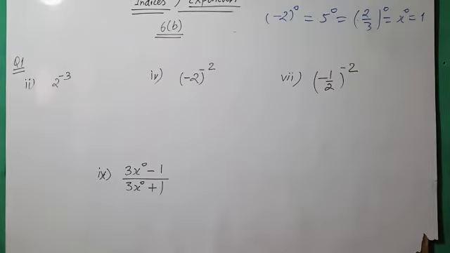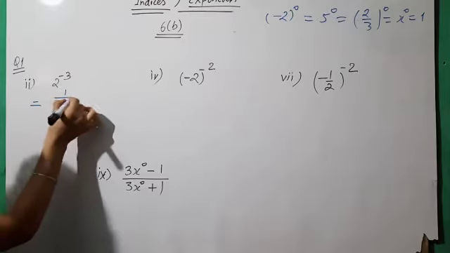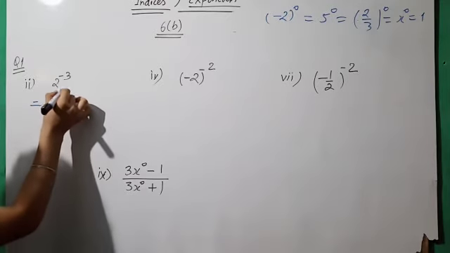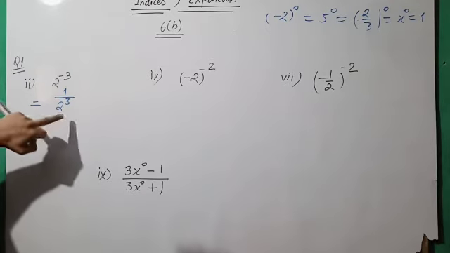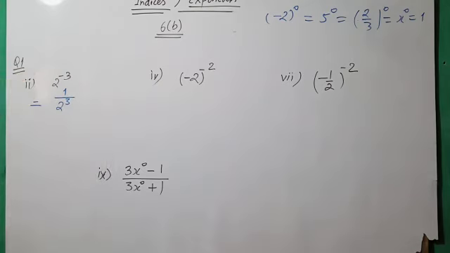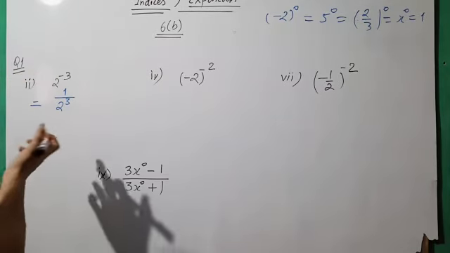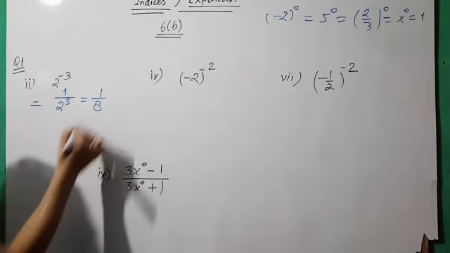Now we are going to discuss the second part. 2 to the power minus 3 means we have 1 upon 2 to the power 3. Can you write like this? Because 2 to the power minus 3 in the denominator, if we write it in the numerator, it will become 2 to the power minus 3. I think we had already discussed this in the previous lecture. So this is 1 upon 8, since 2 to the power 3 is 8.